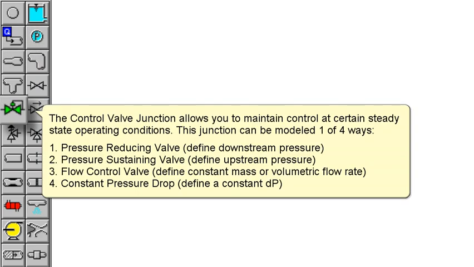The control valve junction allows you to maintain control at certain steady-state operating conditions. This junction can be modeled one of four ways. A pressure-reducing valve, where the user defines a downstream pressure. A pressure-sustaining valve, where the user defines an upstream pressure. A flow control valve, where the user defines a constant mass or volumetric flow rate. Or a constant pressure drop, where the user defines a constant delta P which the valve attempts to maintain at all flow rates.